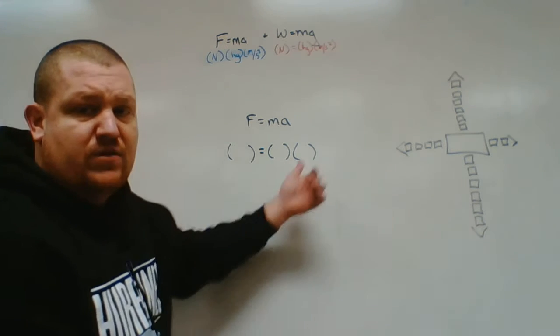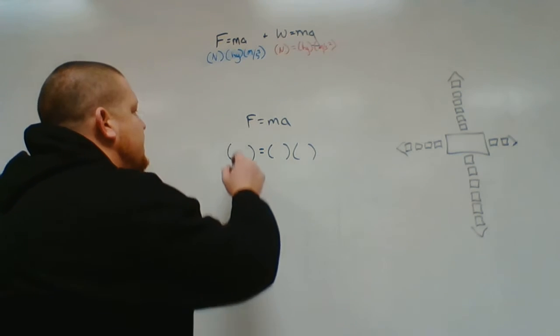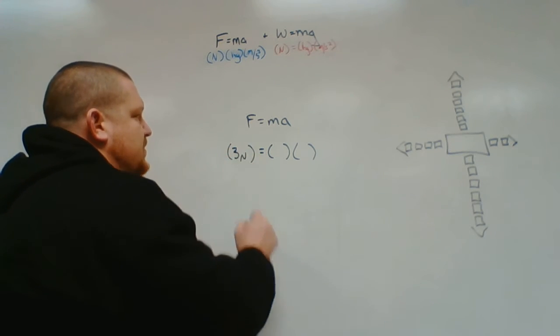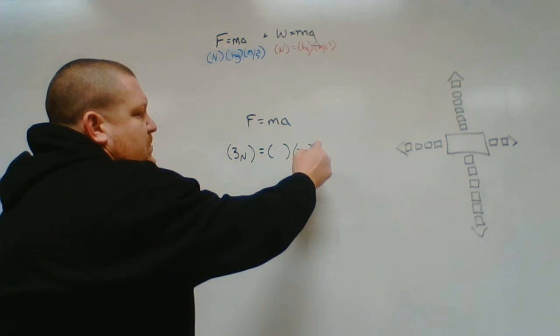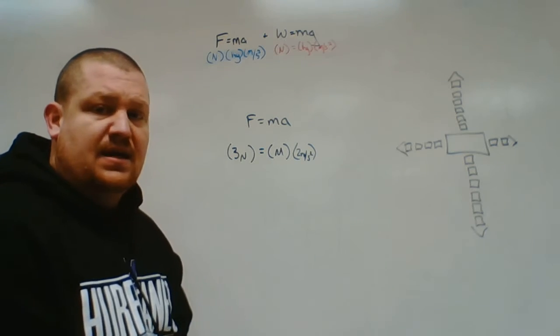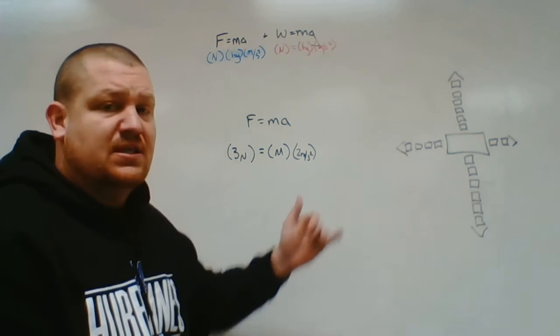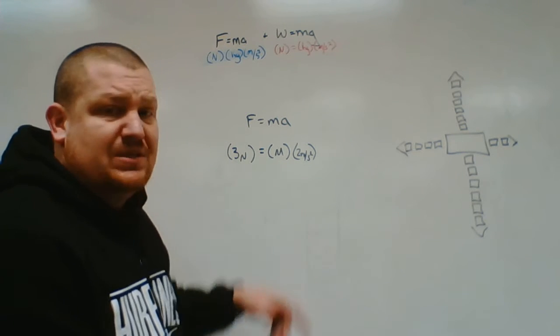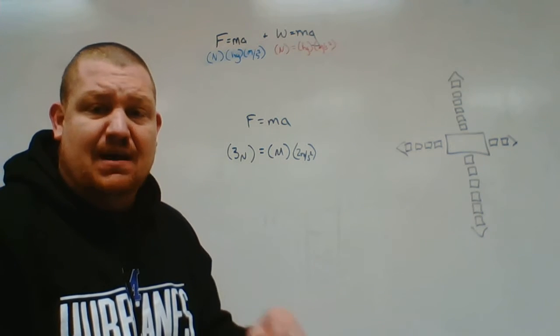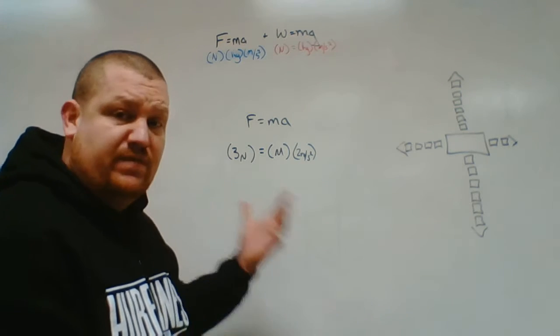What if you're looking for the mass? Let's say we have 3 Newtons. We have acceleration of 2 meters per second squared. What is the mass? Whether you're looking for the mass or acceleration, you're going to do the same process. We have multiplication here. Our variable is not isolated. It's not on the side of the equal sign by itself. So we must move something.